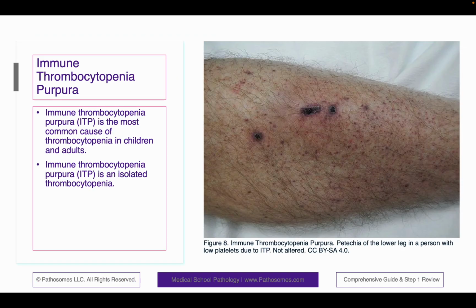This image is not a leukocyte. This is a person's skin. And what's wrong with their skin? There's all these little dots on it. These are petechiae. And it looks like he's been picking at it. Scabs. Naughty, needs a Band-Aid.